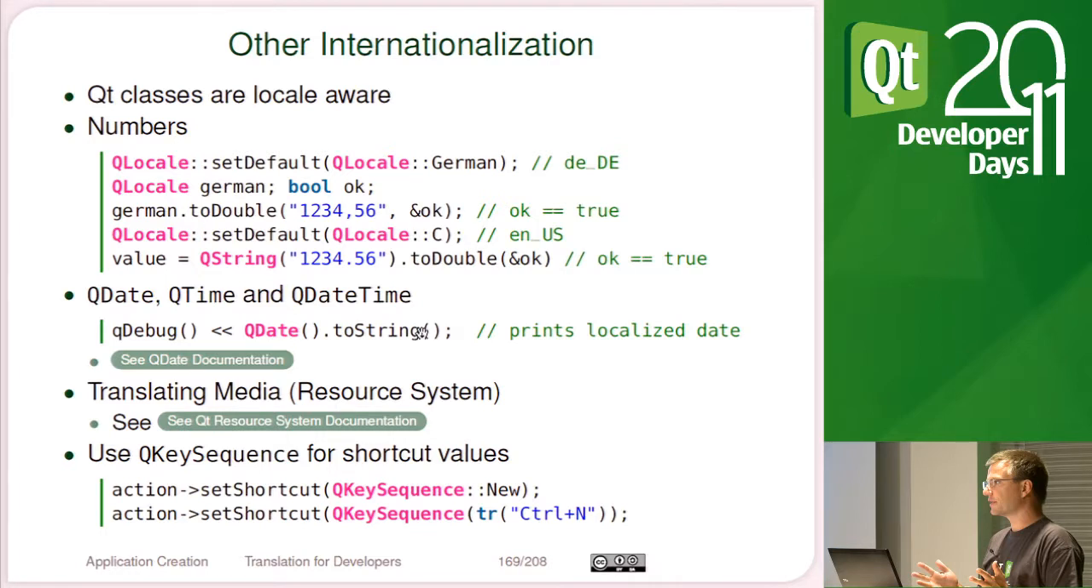Then you can specify different resources for different languages. So let's say if you have a pixmap with some text inside the pixmap, you can specify multiple pixmaps for different languages. And of course, Qt also handles the different key sequences. So let's say the Control-N for a new file is on a Russian system some other key combination.